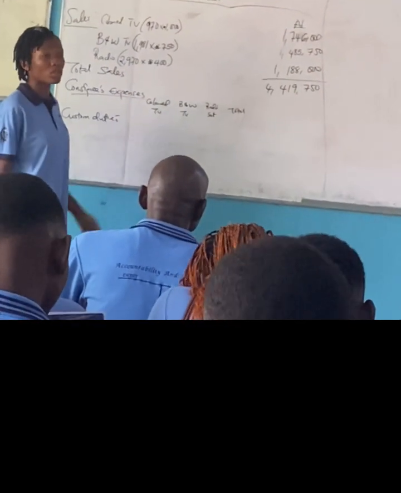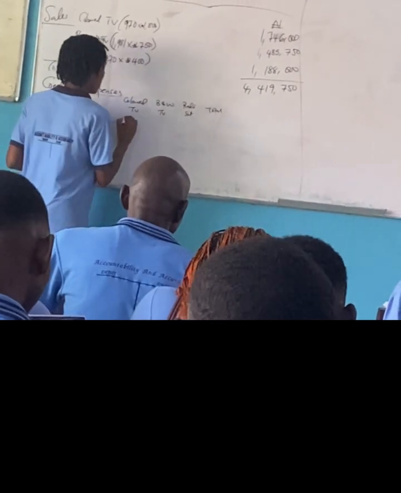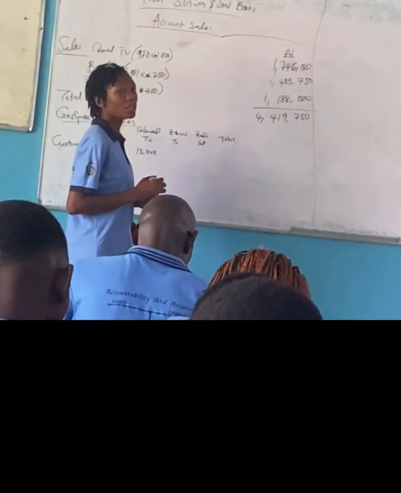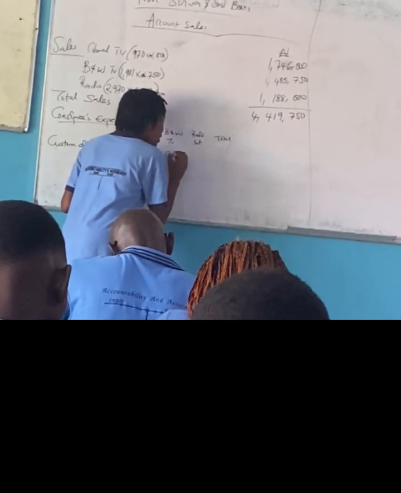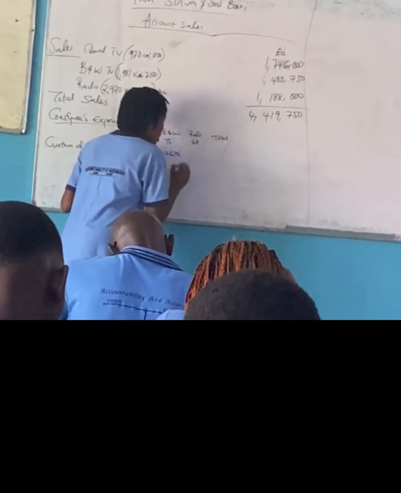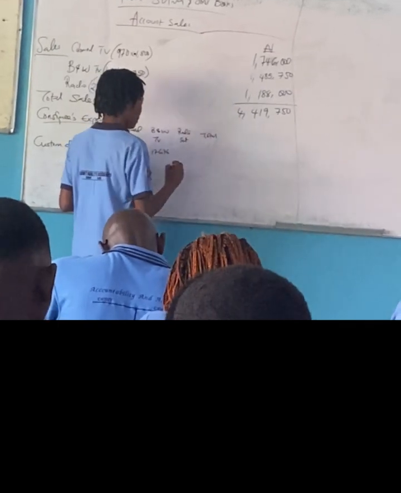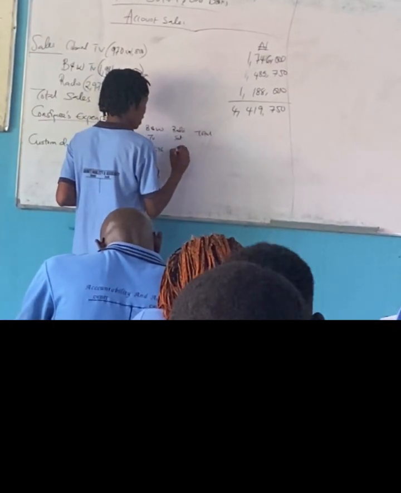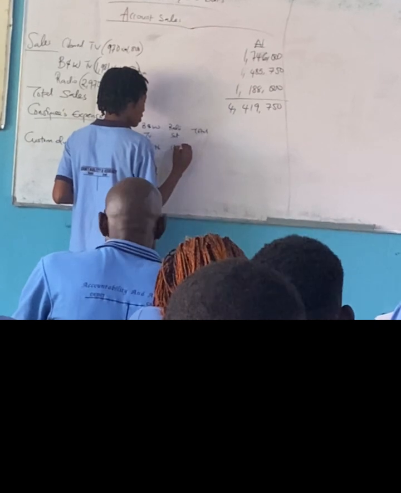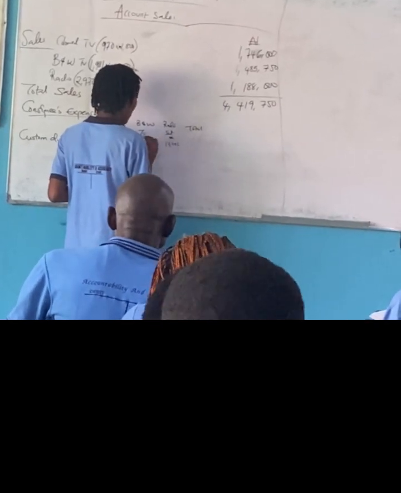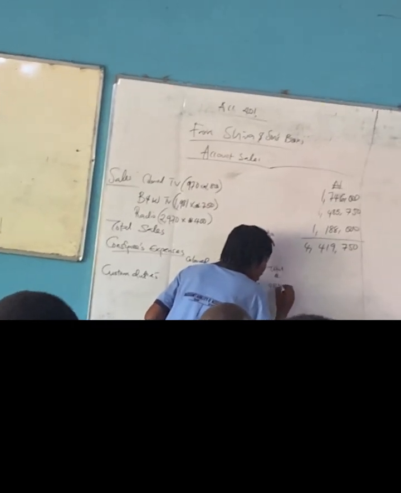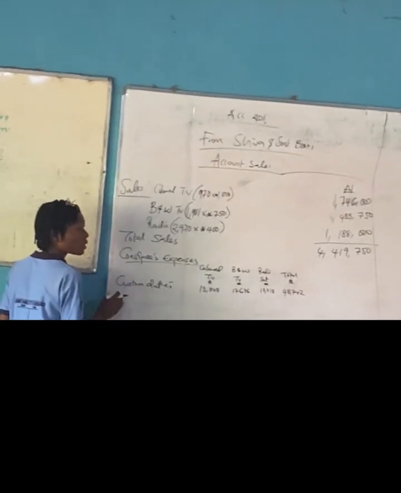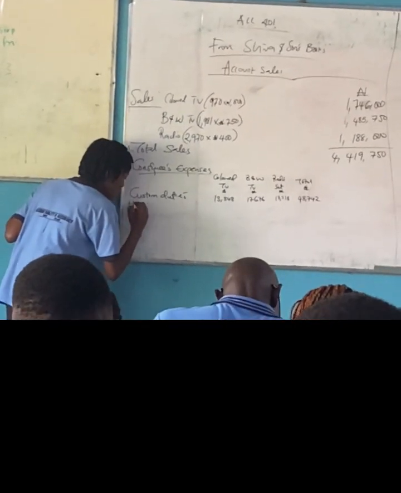For color TV, how much? 13,800. For black and white, 17,000. For radio set, 17,000. So what's our total? 48,742. Yes. Alright. The next expense is what? Handling charges.